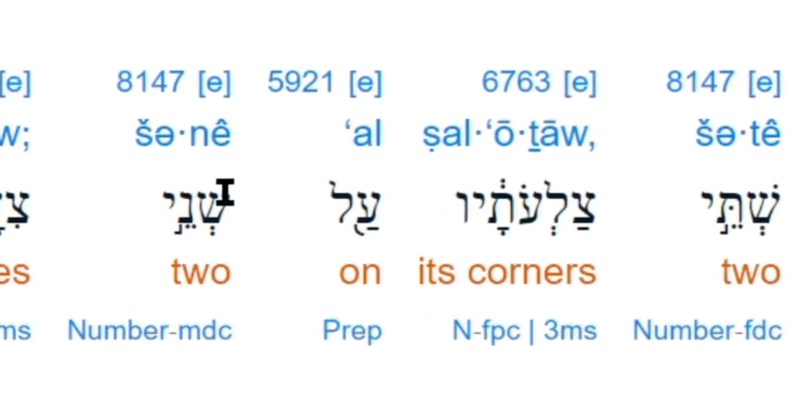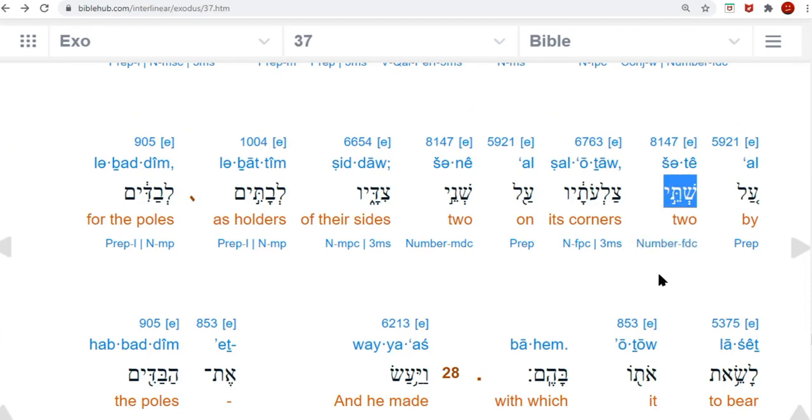And then there's shiny, which is also number two, on the second day. That's the one you'll see in Genesis. On the second day it was shiny. It was a good day, it was shiny. But shitty is also a number two.